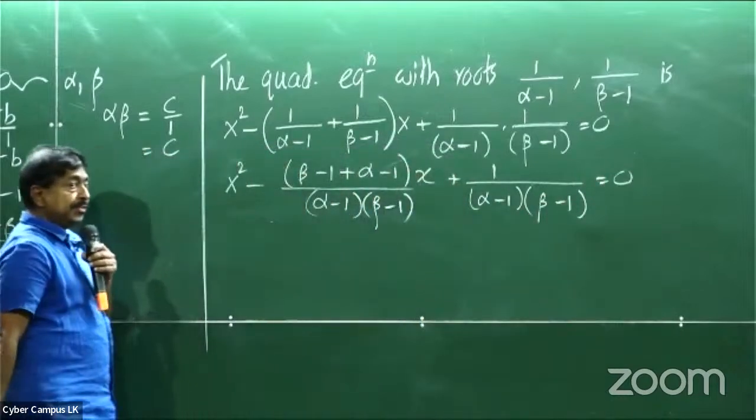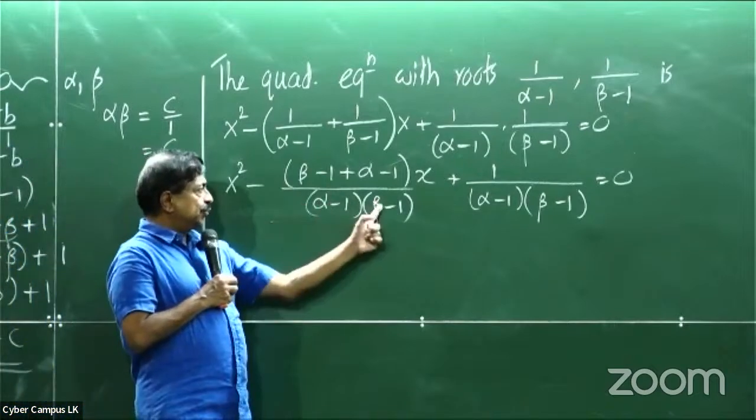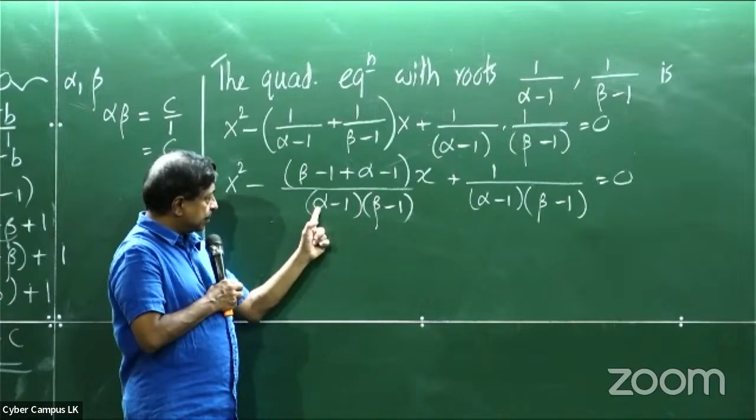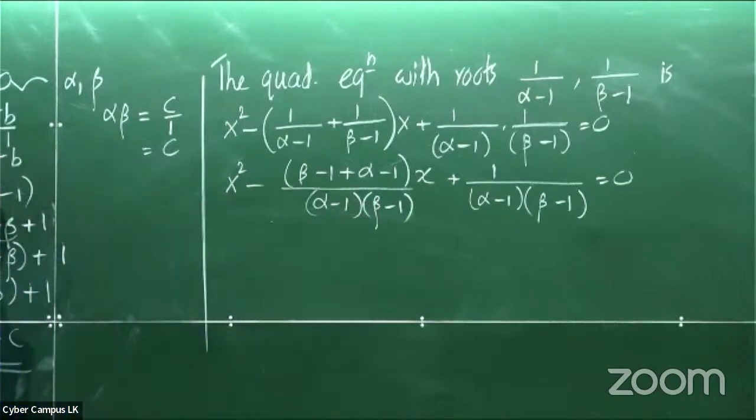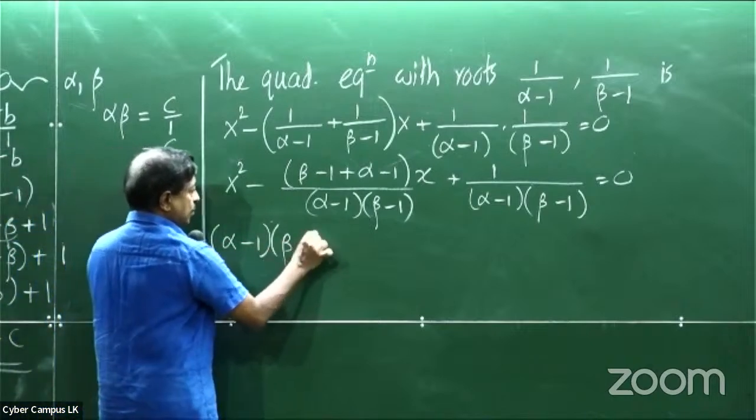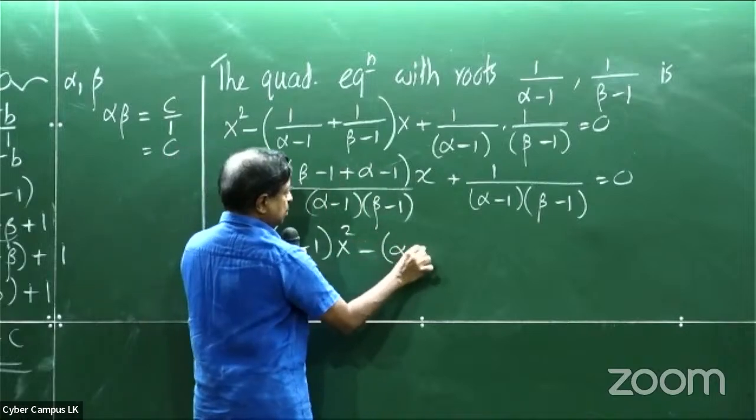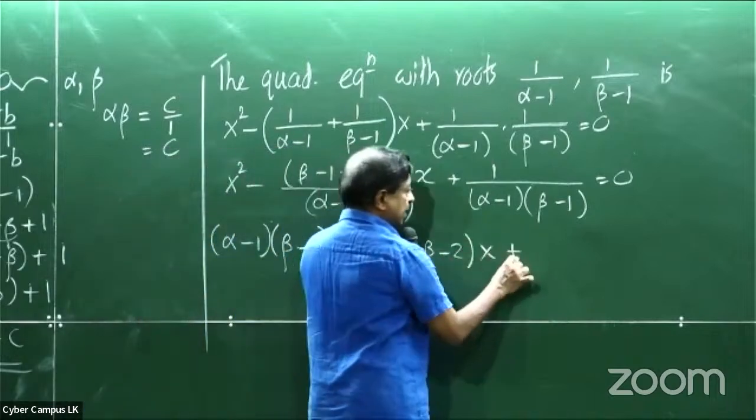Now you can multiply everything by alpha minus 1 times beta minus 1. Neither of them is a root, it's 1, because the roots are not equal to 1. Therefore, this is not equal to 1, this is not equal to 1. So alpha minus 1 times beta minus 1 is not 0. It's given that it's greater than 0. Therefore, you can multiply. Here you get alpha plus beta minus 2. The last term will be 1.